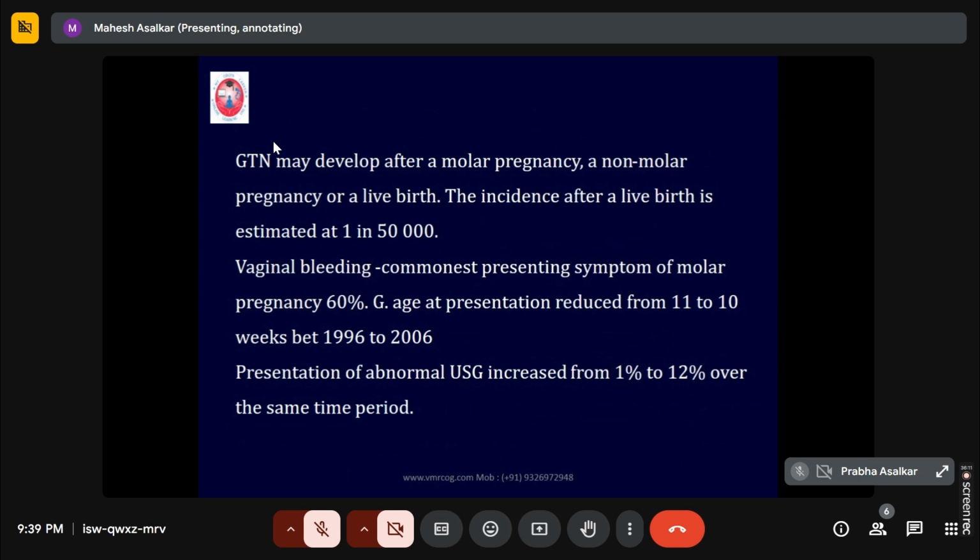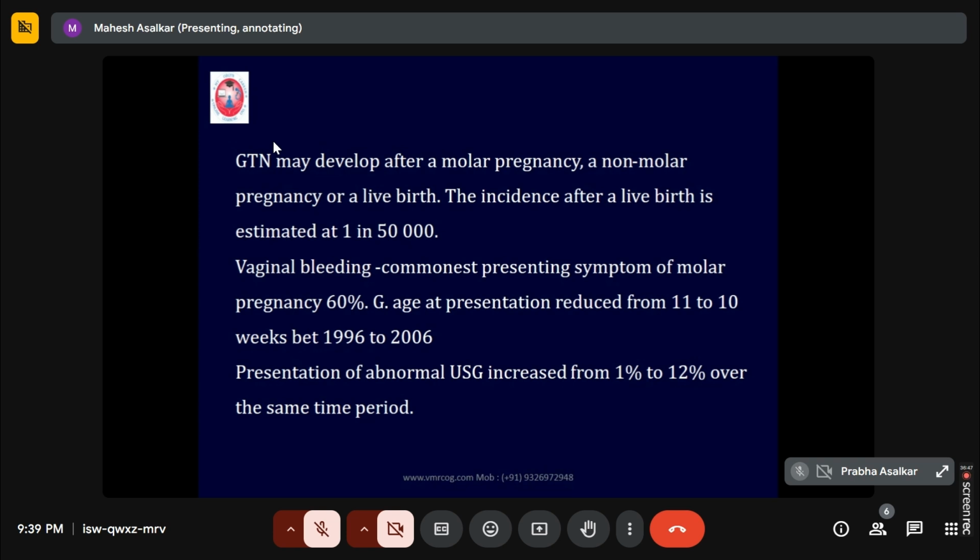Okay. Then GTN may develop after a molar pregnancy, a non-molar pregnancy, or live birth. We know that GTN is nothing but, after primary treatment or after the pregnancy event, a persistent elevation of beta-hCG which normally should come back. It does not happen, and this can happen following molar pregnancy. A non-molar pregnancy or live birth also can lead to GTN. The incidence after live birth is very rare, it is 1 in 50,000 cases. Following live birth is the rarest.